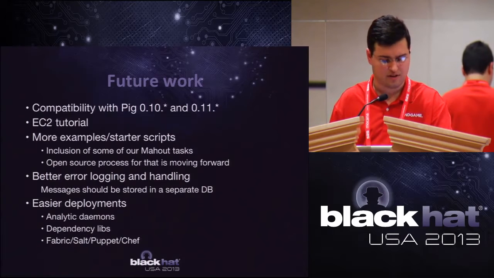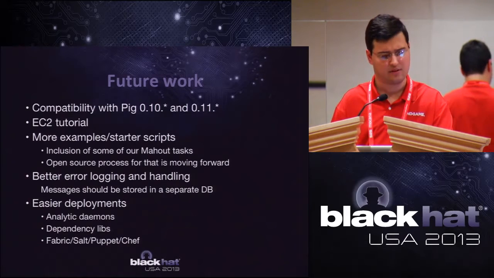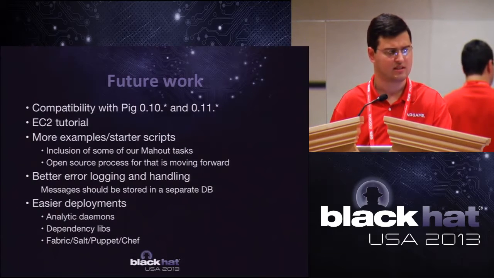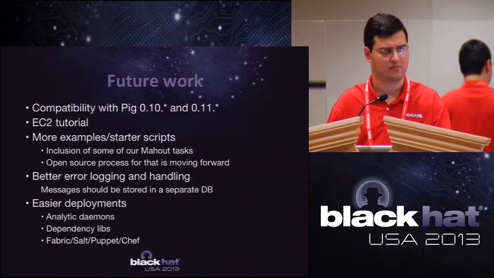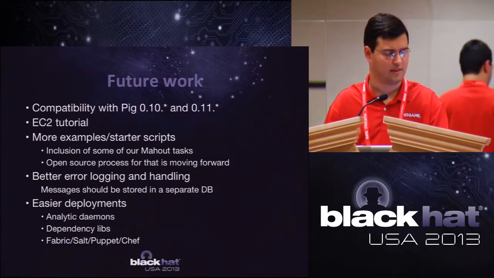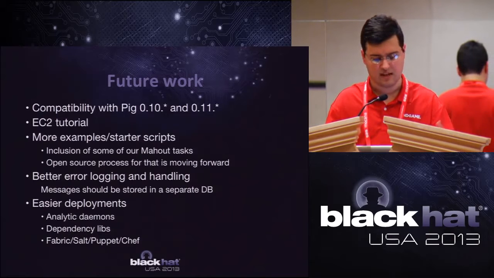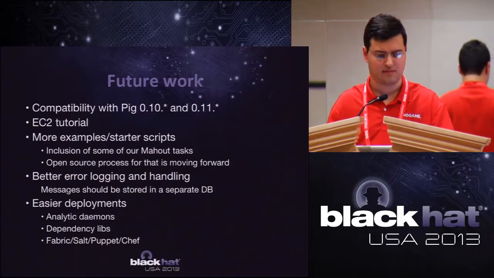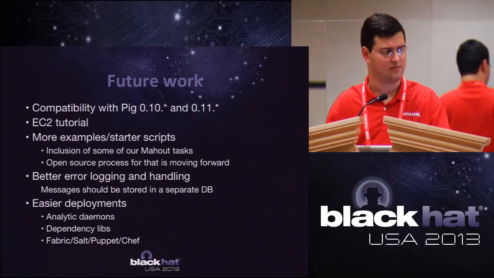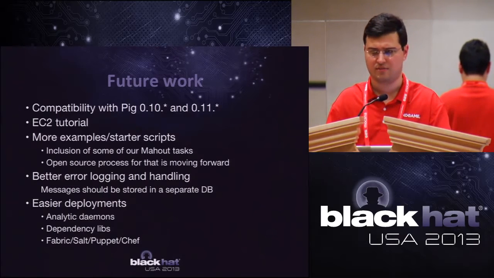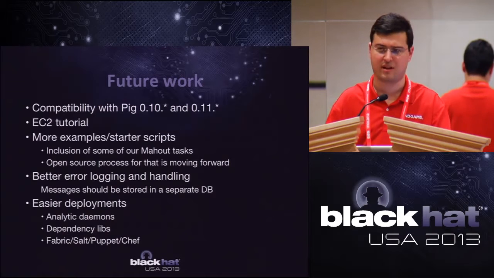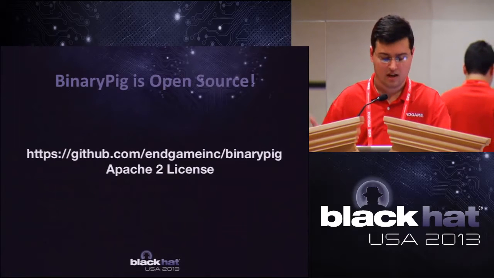We need to develop some better error logging and handling. Right now we believe that a lot of our error messages should be stored in separate databases for more robust storage and analysis. Right now we're piggybacking off of Hadoop's own error logging mechanisms. This works, but we think we can do somewhat better. We need to automate some of our deployments. The analytic daemons right now are not automated for deployment, and we need to develop a way for doing that. And we definitely need to develop some ways of pushing out some of the dependency libraries a little easier.